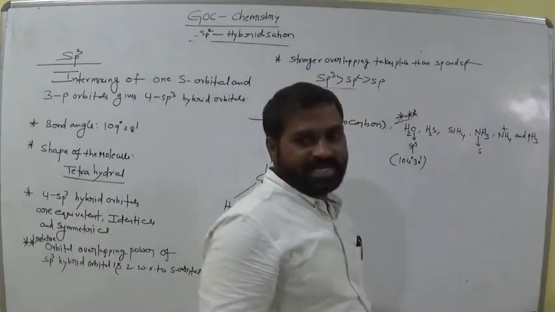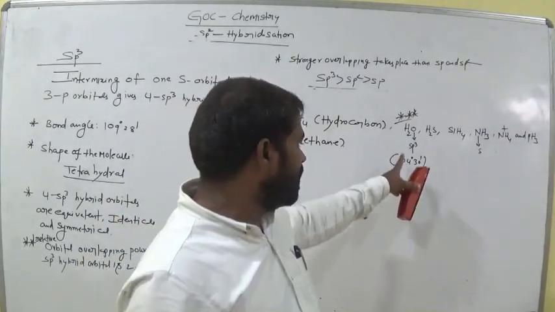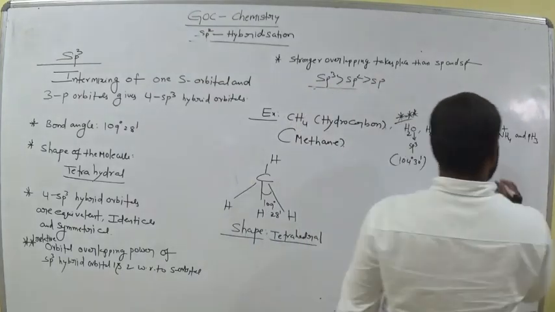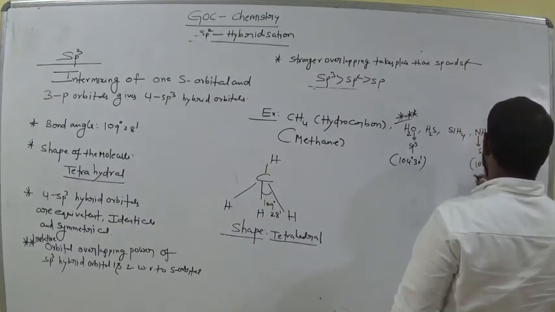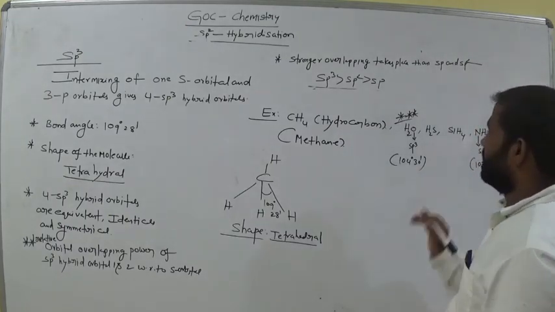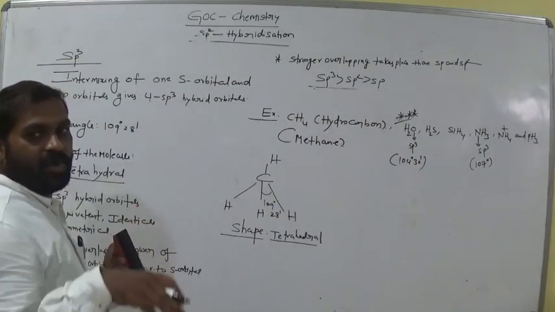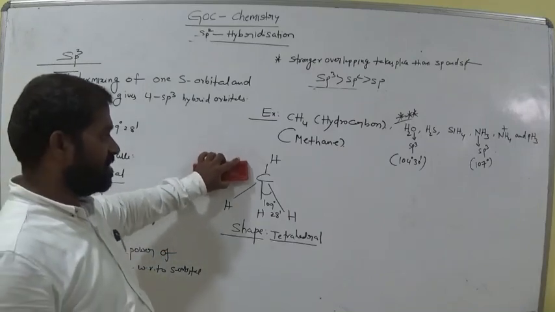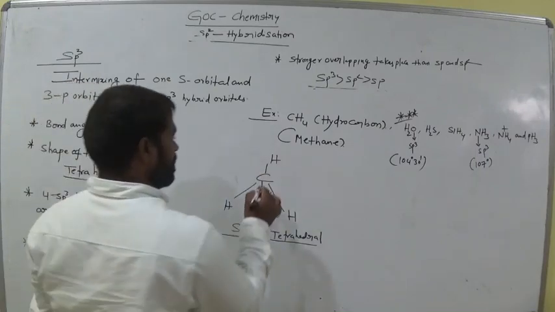Due to sp3 hybridization, what is the expected bond angle? 109 degrees 28 minutes. But in water it is 104 degrees 30 minutes; it decreases. In ammonia, also sp3 with nitrogen, the bond angle is 107 degrees; it decreases. Remember these two conditions. Later we will discuss in the chemical bonding lesson. Here we mostly discuss the 109 degrees 28 minutes tetrahedral structure, all single bonds.